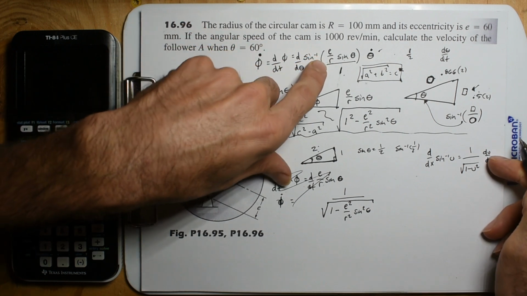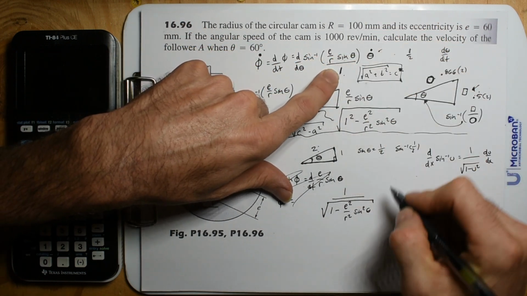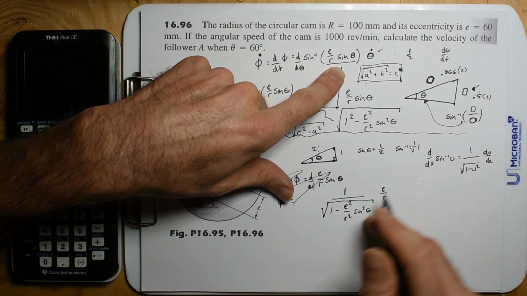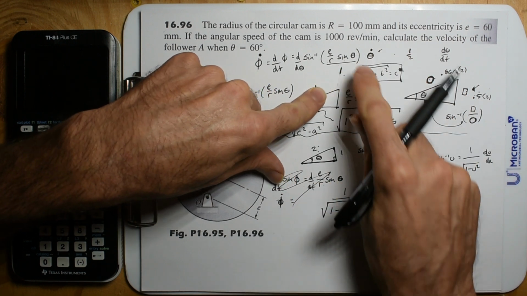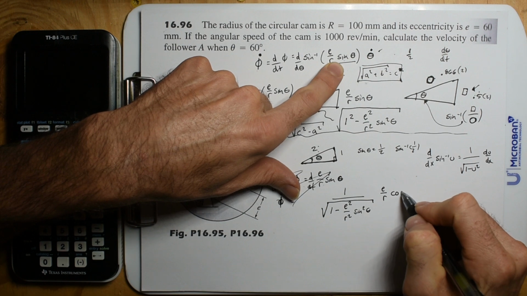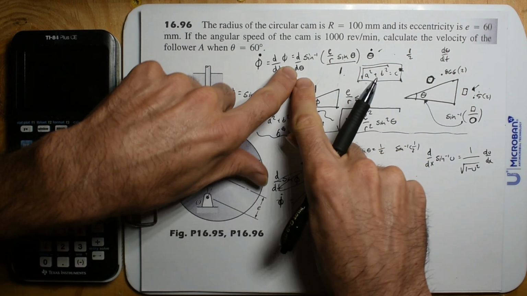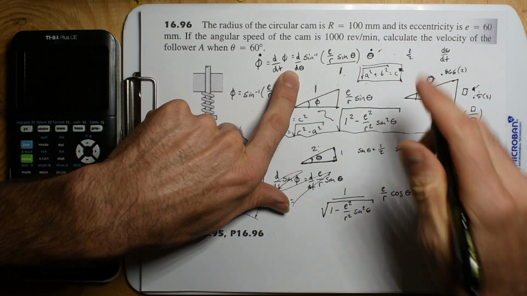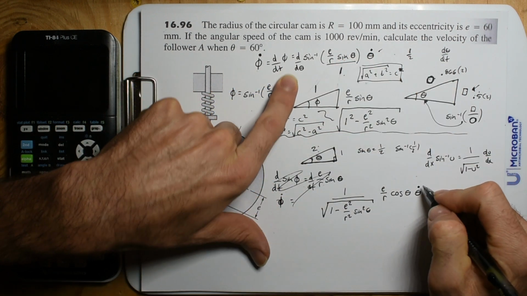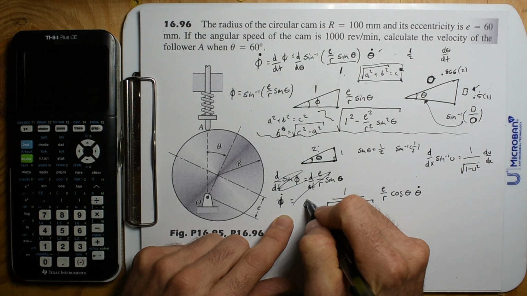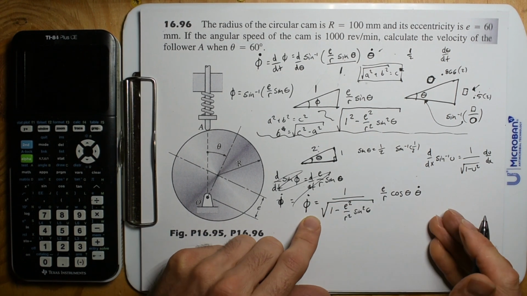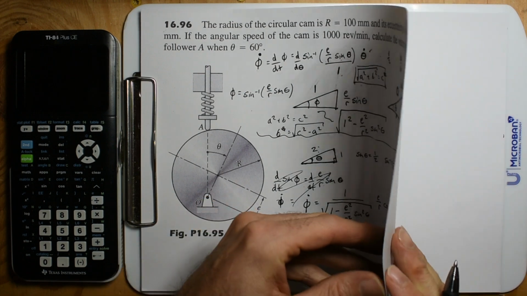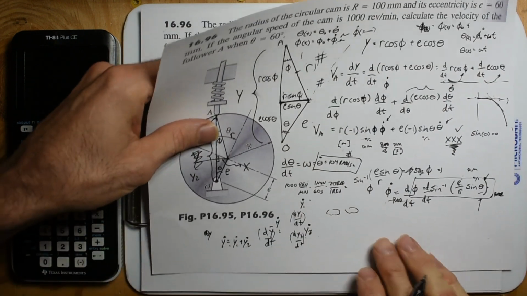Now we've got to take the derivative of what's on the inside. e and r are constants, so we're going to go e divided by r. We're going to take the derivative of sine theta, that's going to be cosine theta. Now we're taking the chain rule, so we're taking this with respect to theta, but we still have to multiply it by theta dot. All right, hell yeah. So this is phi dot. And cool, so we're done.